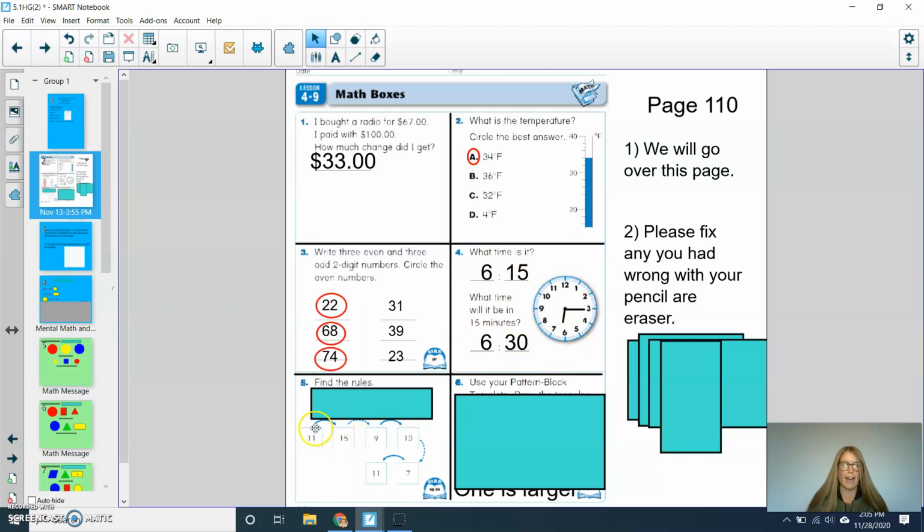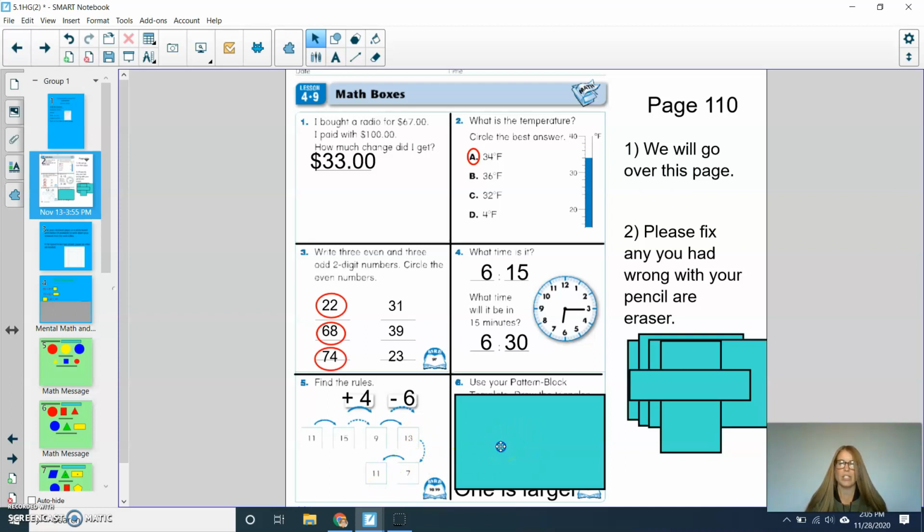For question number 5, what is the rule? So I can see I'm going from 11 to 15 whenever I have a dark line, and I'm going from 15 to 9 when I have that dotted line. So when I have the dark line, I am adding 4, and when I have that dotted line, I'm subtracting 6. I can also test it out here, so 9 plus 4, yep, that would get me 13. 13 minus 6 would get me to 7, and 7 plus 4 would bring me to 11.